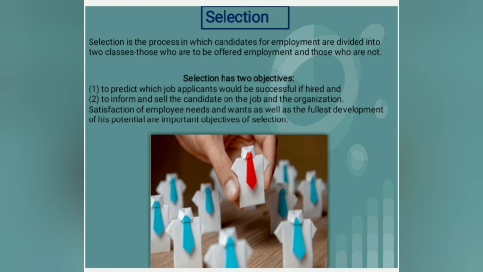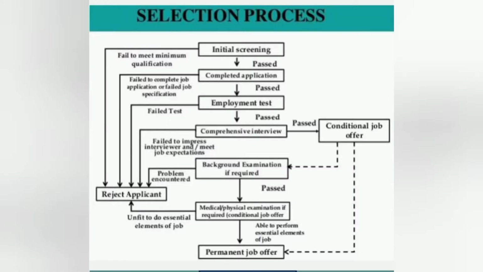Now in the next slide we will look at the process of selection. After the candidates are sourced, the next step is initial screening. Initial screening may be done through a telephonic interview or resume screening. When the applicant passes these screenings, then only he will go to the next process. Otherwise, his application will be rejected by the HR.